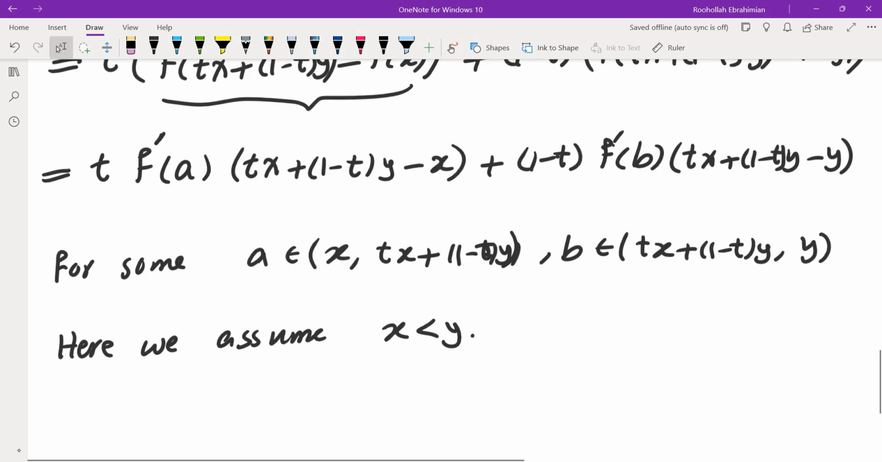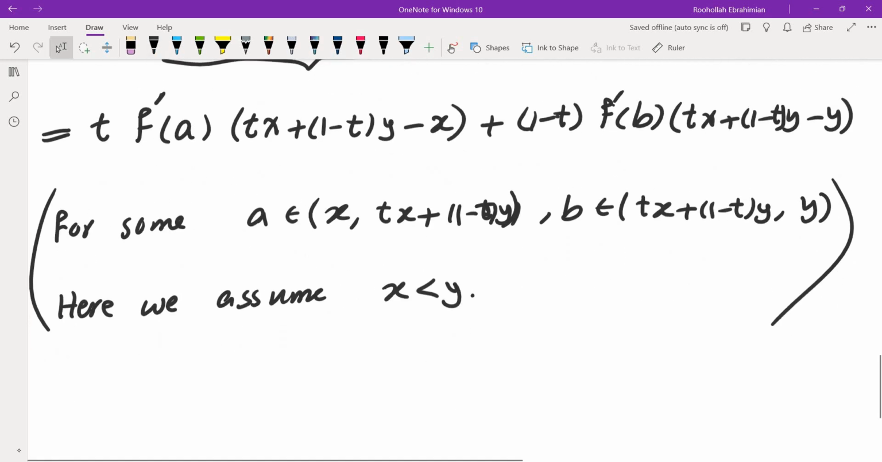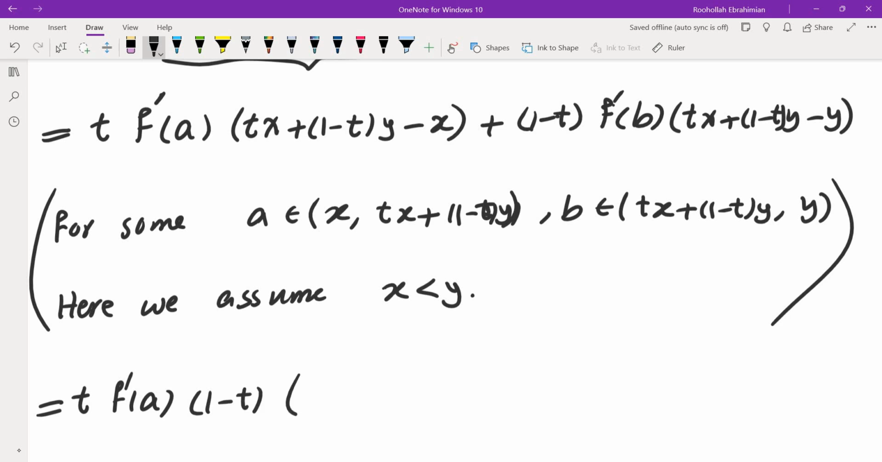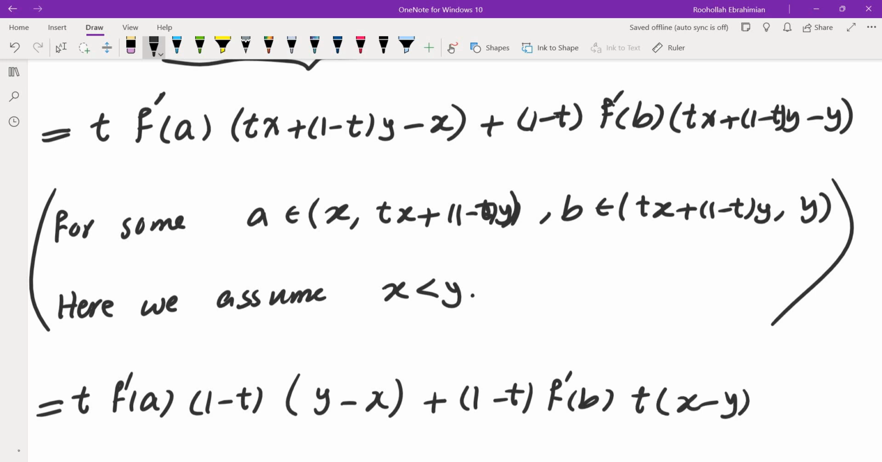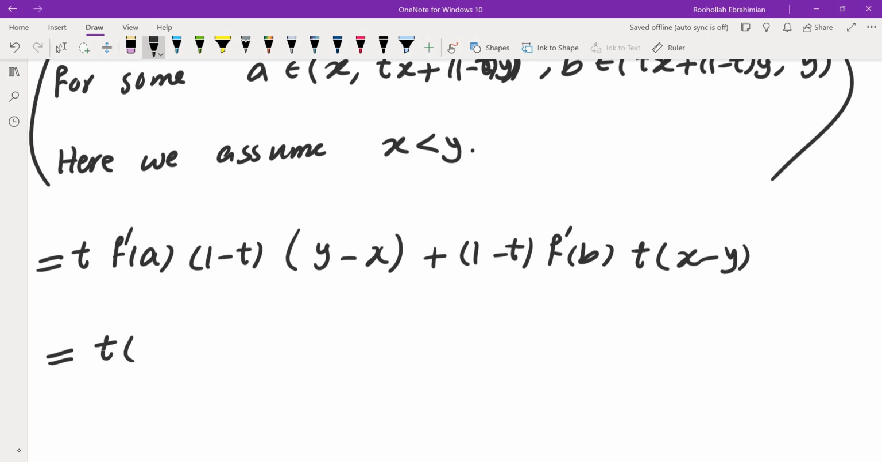Now I can simplify what I had up here and write it down as t times f prime of a. If you simplify that, we get 1 minus t. We can factor 1 minus t, and we get y minus x plus (1-t) f prime of b. So from those two terms, we can factor a t, a 1 minus t, and a y minus x, and I would get f prime of a minus f prime of b.